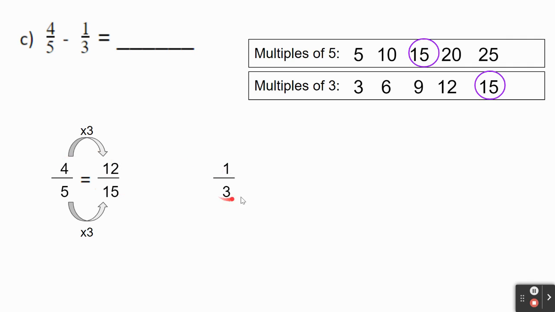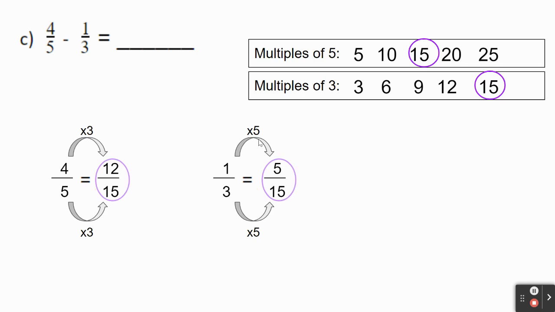Let's do the same for 1/3. We know the denominator is going to be 15 since that was our common multiple. Let's ask ourselves, what do we multiply by 3 to get to 15? 3 times 5 equals 15. So since we're multiplying by 5 on the bottom, we're going to multiply by 5 on the top. 1 times 5 equals 5. So that means 1/3 is equivalent to 5/15ths.